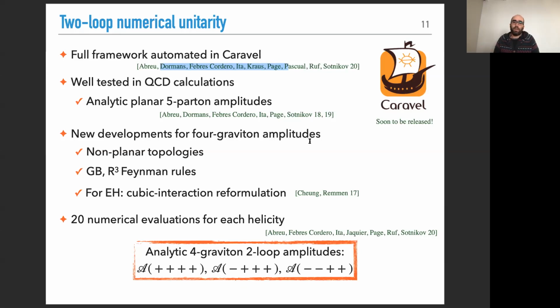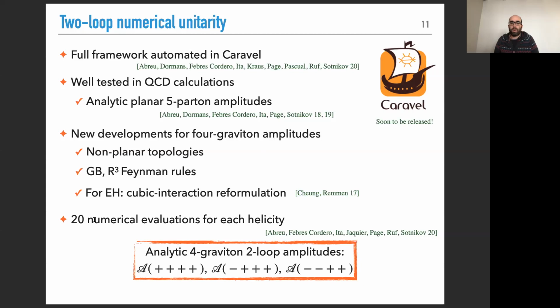We've already tested this in QCD calculations before. In particular, we got the analytic expressions for all planar five-parton amplitudes, which is kinematically a more complicated problem than these graviton amplitudes. So for this calculation we had to do some new developments. We had to be able to handle non-planar topologies. We had to introduce the Feynman rules for the Gauss-Bonnet and the R-cubed counterterms, and also for the Einstein-Hilbert. For this, we used the cubic interaction reformulation found by these people. The advantage is that we can generate a tree amplitude of any multiplicity without having to add more Feynman rules.